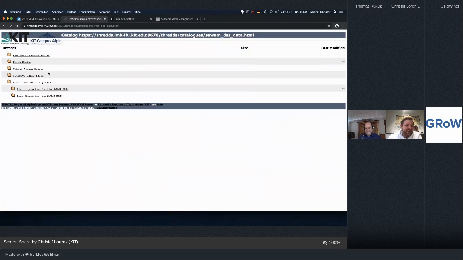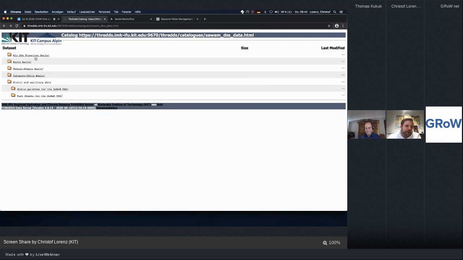Perfect. Thank you. Now this is actually the front end of our data server, and you see here our 4 different study regions of the SaWaM project. Below that you have a 5th folder which holds all the, let's say, auxiliary information like these color palettes and the fact sheets for our decision support system.